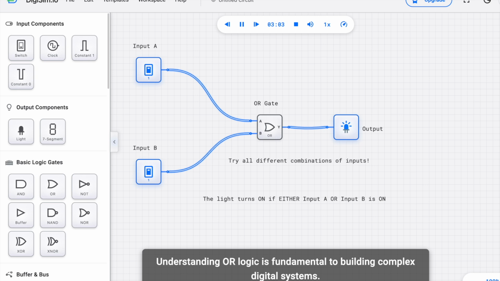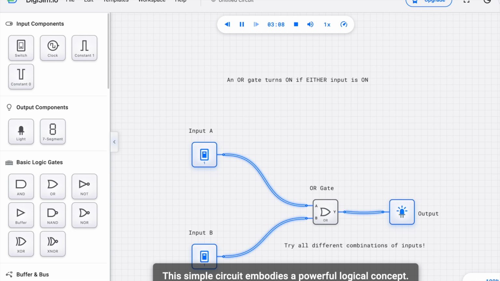Understanding OR logic is fundamental to building complex digital systems. This simple circuit embodies a powerful logical concept.